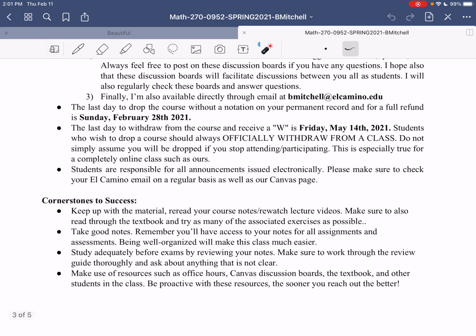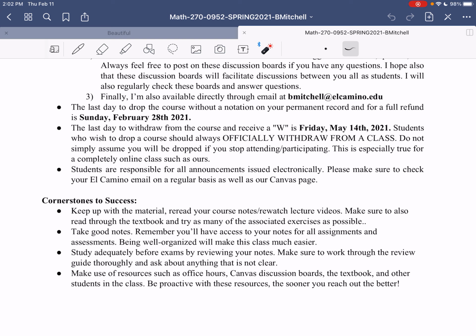First of all, keeping up with the material, rereading your course notes, rewatching lecture videos. I think this sort of goes without saying, but in this asynchronous structure where it's your choice when to watch the videos and work through the things, it's easy to let things pile up, and that can be really troublesome, especially with a course like this where things really build. Especially when we get into the linear algebra portion of our course, everything builds on itself. So you really want to make sure you're not having to rush everything at the end near a quiz or an exam.